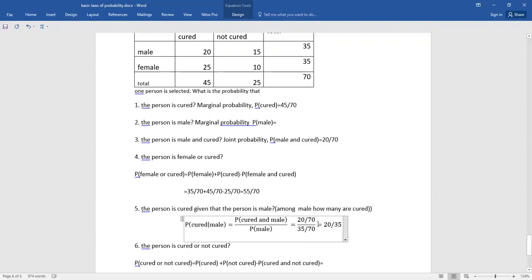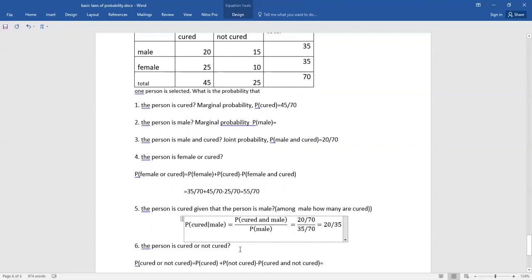35. As I told you, when you use the conditional law, the denominator becomes smaller. So the selected person is cured, but from the male only: 20 over 35. The conditional law makes it simpler, but the answer is the same. If you do it directly, no problem. 20 cured persons from 35 males, you will get the full mark.